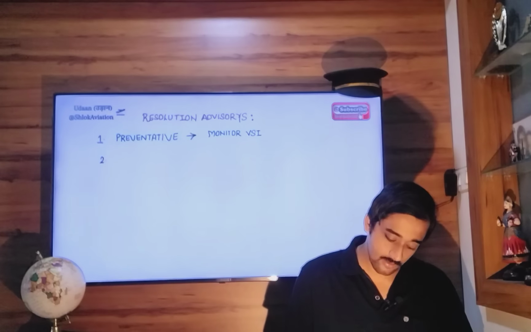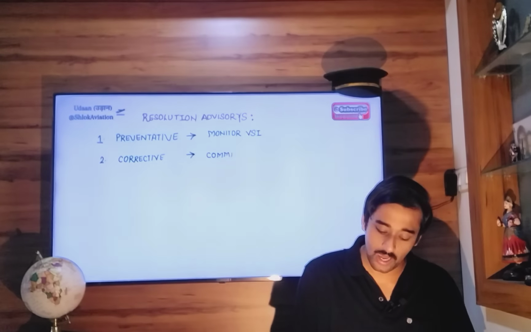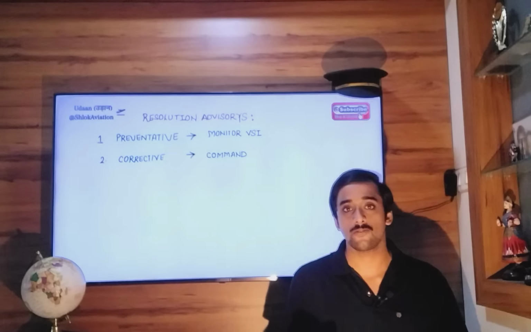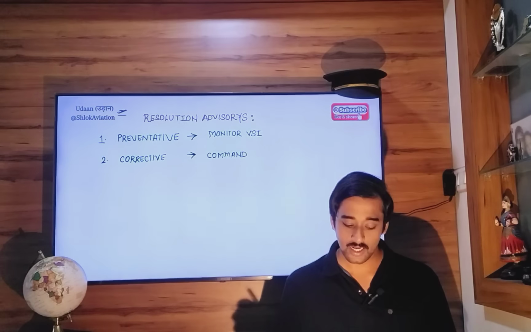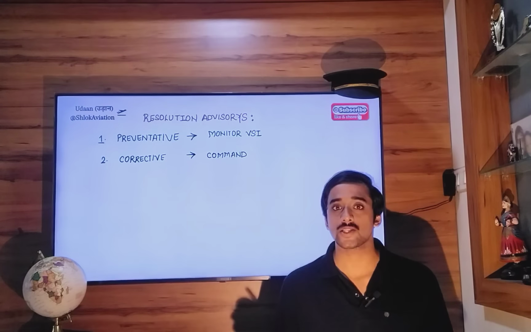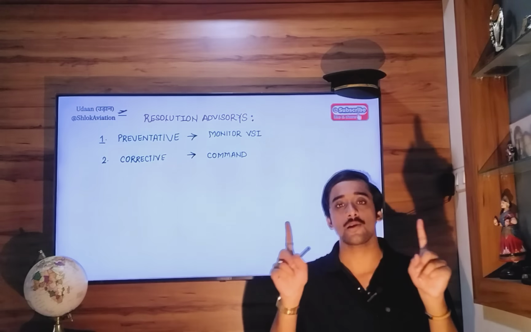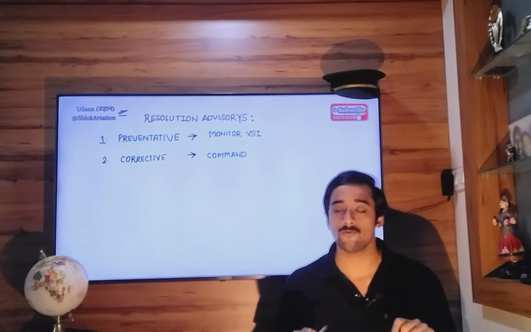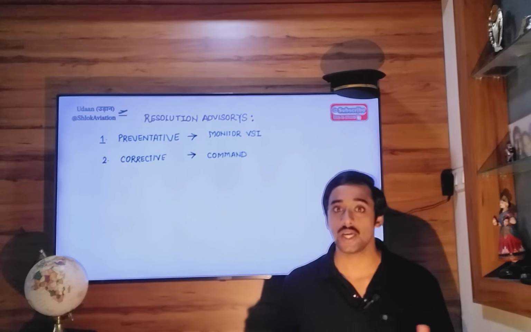Corrective resolution advisory means you will be given a command and it's your responsibility to act on that command, right? So if it says climb, you climb. If it says descend, you descend. In preventative resolution advisory, you have some freedom to adjust your vertical speed in that particular band of vertical speed. But in corrective resolution advisory, you must initiate a change.